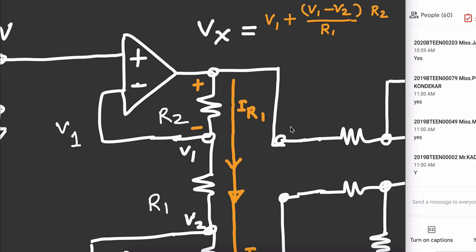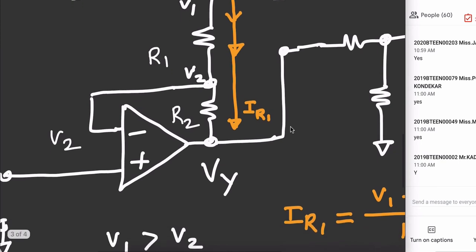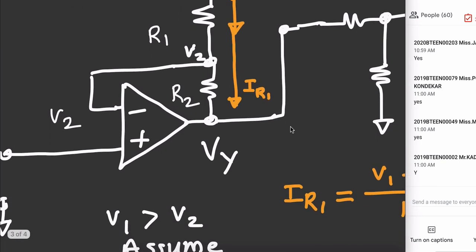Okay. Likewise, you write down Vy also. So this will be V2. ये V2 है हमारा. Okay. And the drop, because the current is flowing from top to bottom, the drop is like this. So it will be V2 minus something. क्या something? R2 into IR1.